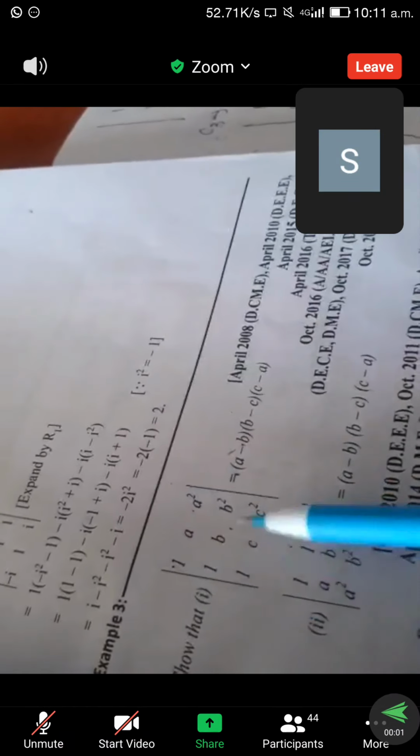1 a square, 1 b b square, 1 c c square. We are given that this is equal to, we have to prove, a minus b into b minus c into c minus a.